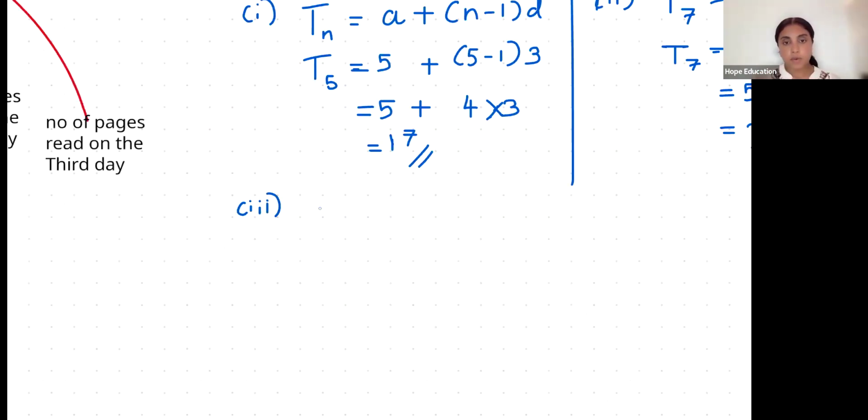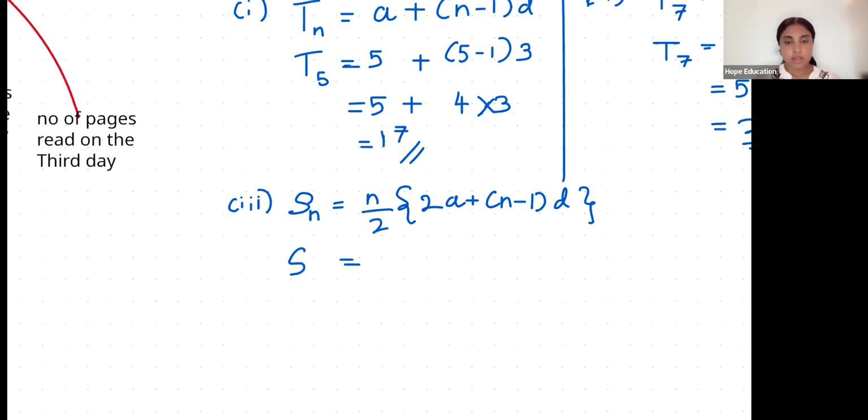So SN equals N over 2, 2A plus (N minus 1)D. So 10th, we are talking about the sum of the first 10 terms. So 10 divided by 2.